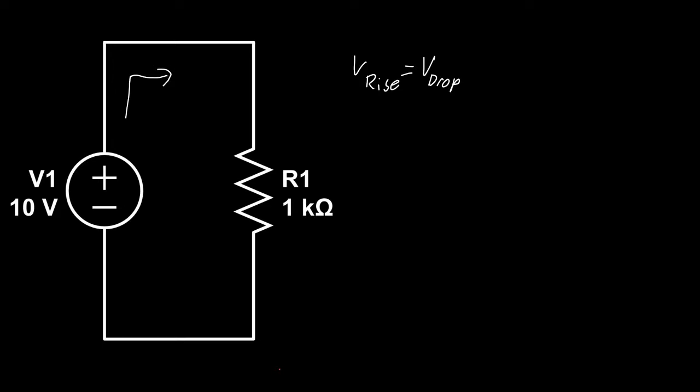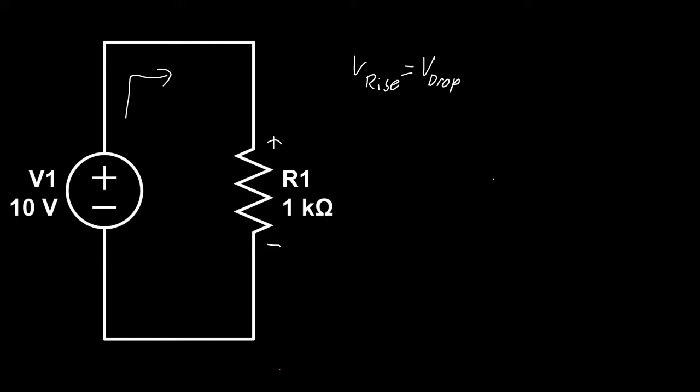Let's start by looking at this simple example where a 10 volt source is in series with a 1 kilo ohm resistor. From the start we can see that the resistor must have 10 volts across it, and it's also pretty clear which side is negative and which side is positive. So let's go through KVL for this.